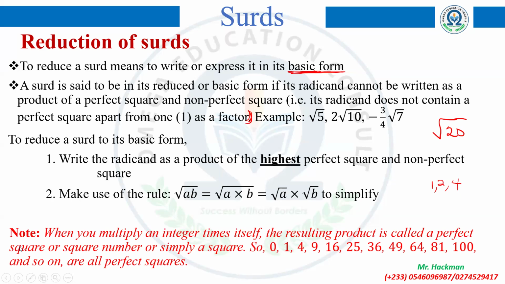Remember I told you in one of the slides, when I mentioned the perfect square, that you will see the perfect square. When you multiply an integer times itself, the resulting product is called a perfect square, or a square number, or simply a square. So 0 squared will give you 0, 1 squared will give you 1, that is 1 times 1, and 2 times 2 will give you 4, and so on. These are all examples of perfect squares, 0 squared up to 10 squared. That's what you have there.